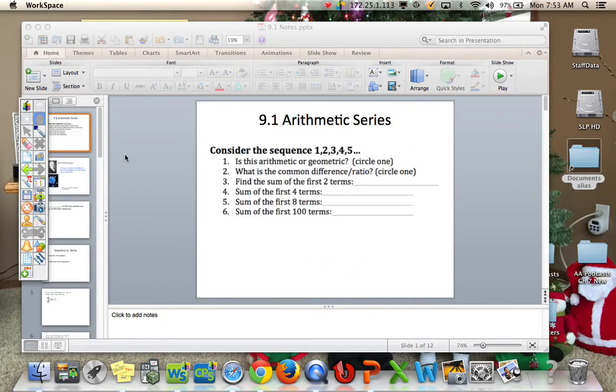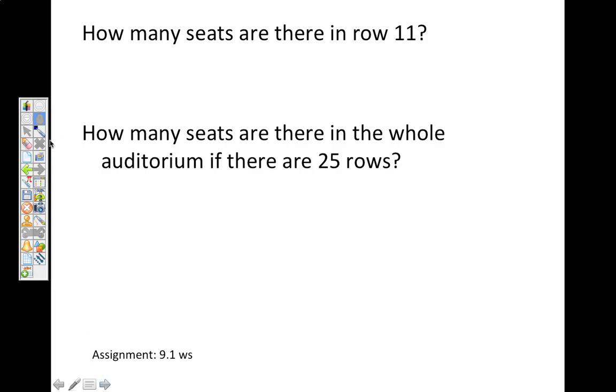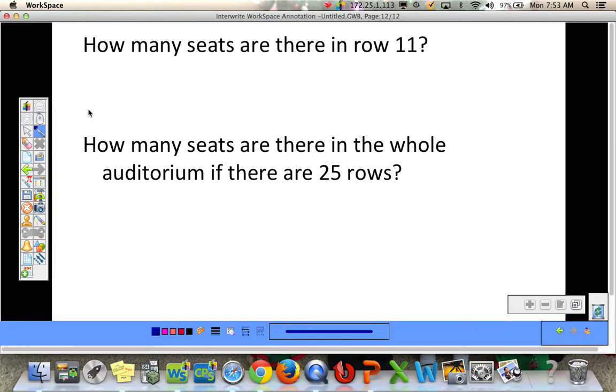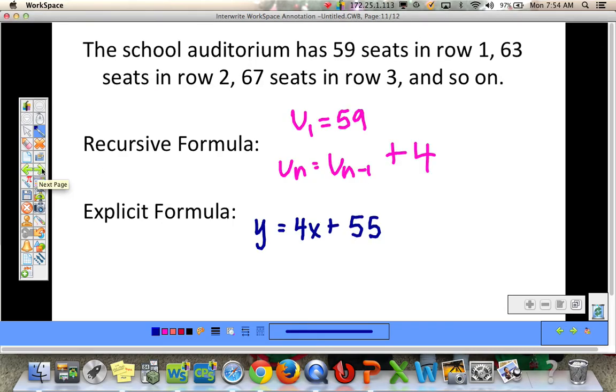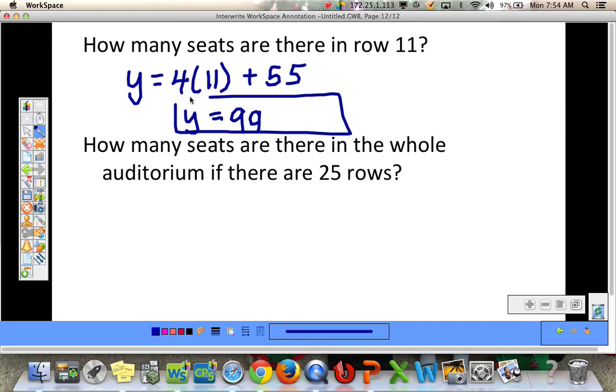How do we use that in the equation? How many seats are in row 11? Well, for this one, row 11 would be y equals 4 times 11 plus 55. So in row 11, there would be 99, and there should be a plus 55. I better make sure I used plus here. So there's 99 seats in row 11.